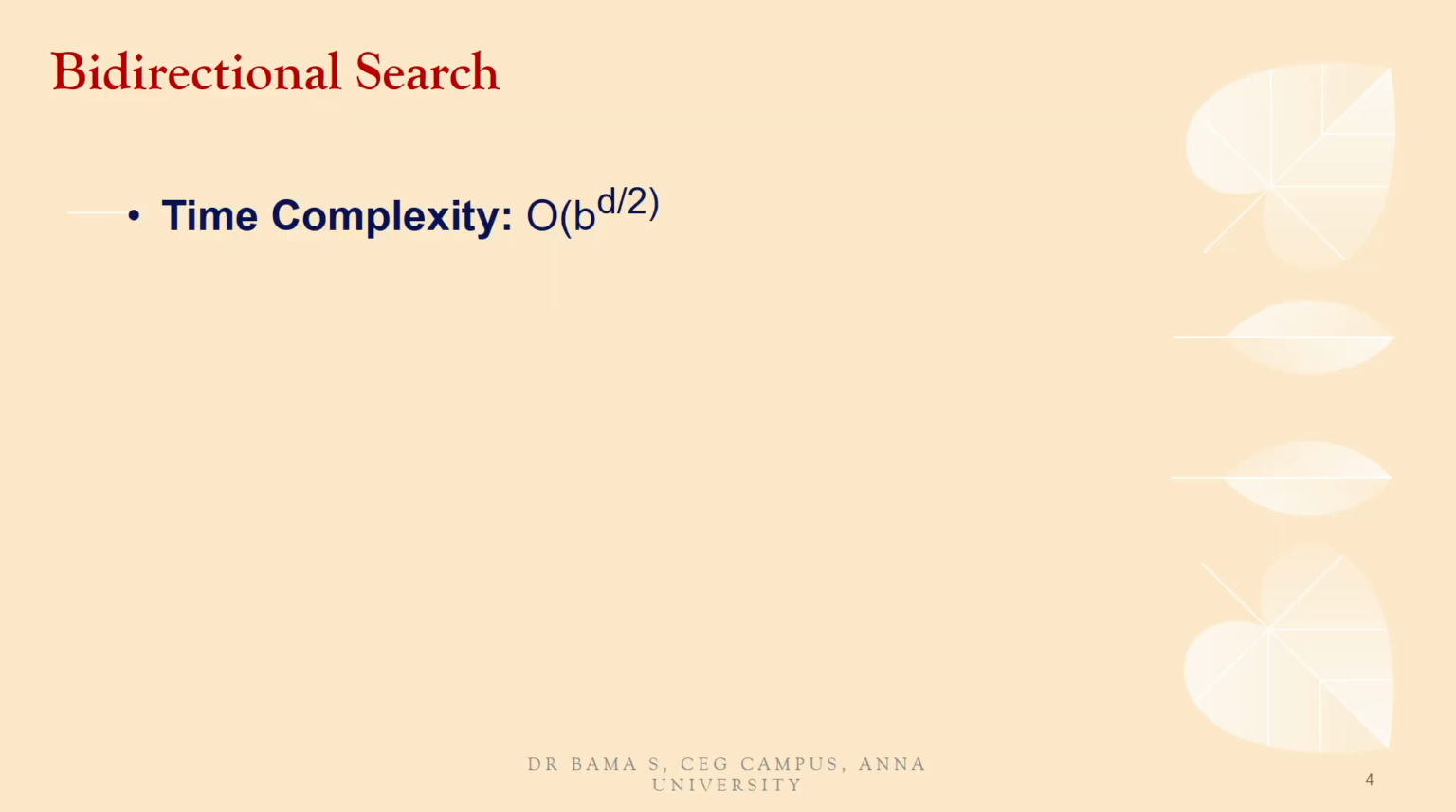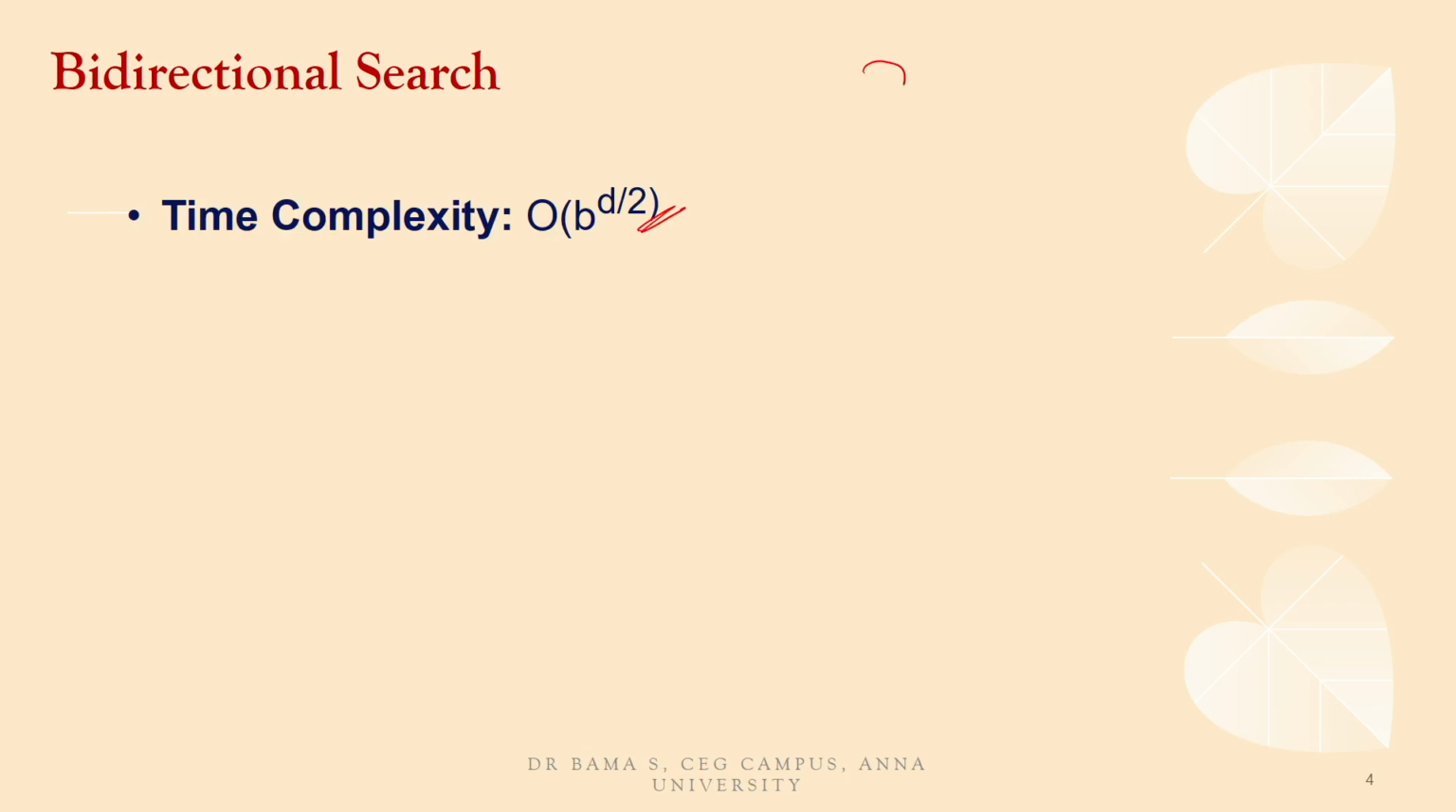And if you notice, this takes only 3 iterations, whereas if you take the entire queue, it would be visiting A, B, C, D, and there would be more than 3 iterations. So, if you see the performance of bidirectional search, the time complexity is exactly d by 2. Why?